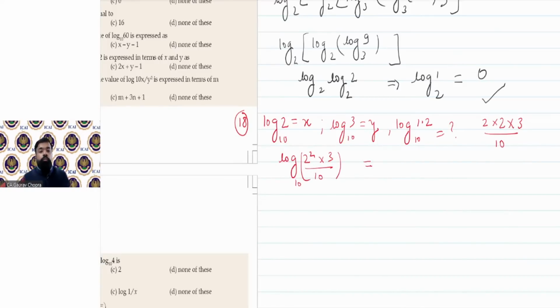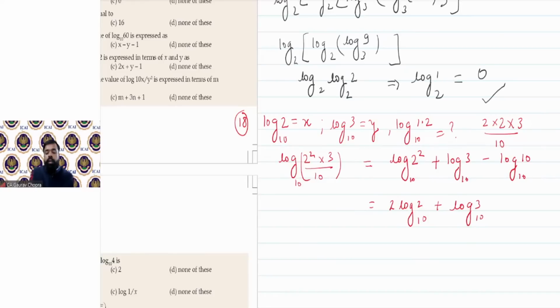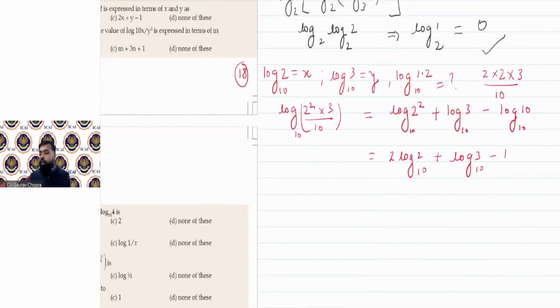Now applying the property of addition and division, log 2 square plus log 3, and 10 is in the denominator, so it is minus log 10. Base is 10 in each and every case. So it will become 2 log 2 base 10 plus log 3 base 10 minus log 10 base 10, which is 1. Now what is given in the question? Log 2 is x. So 2x plus y minus 1. This is the final answer.